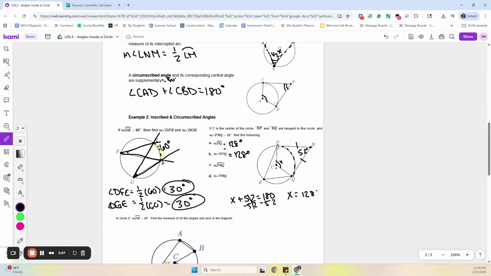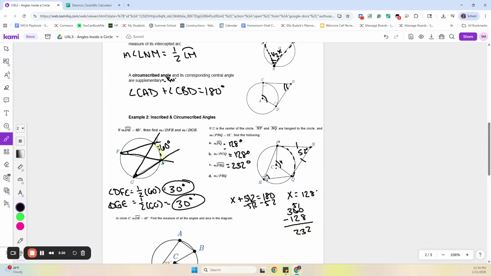PRQ, that arc, let's see, PRQ. So I want to go all the way around. Well, again, I know my whole circle is 360, so I'm going to do 360 minus the 128, that's PQ. We can borrow, we get 5, 10, so we get 2, 3, and 2. That equals 232.